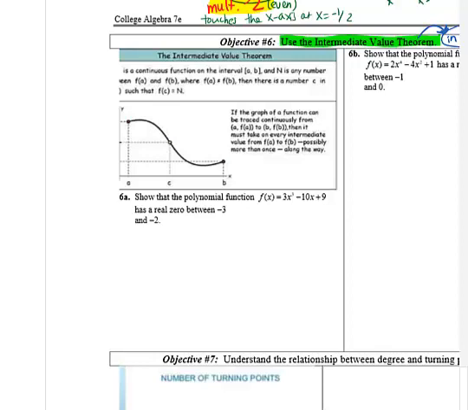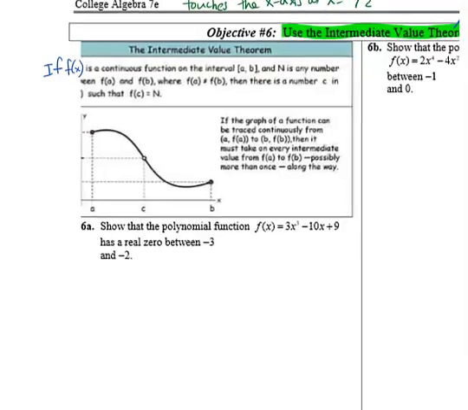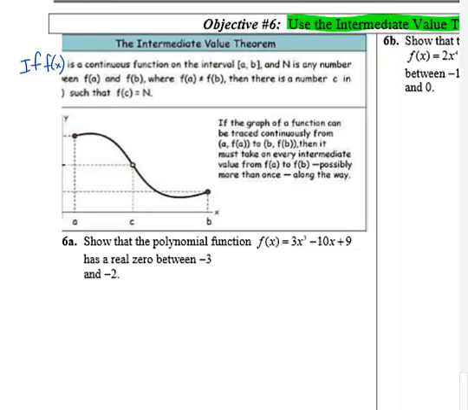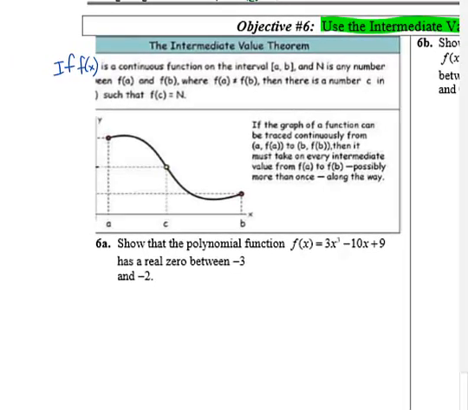It says if, oops, I don't know if it got cut off just for this video or for the whole notes, but anyway, it should say if f of x is a continuous function on the interval [a, b], and capital N is any number, oh, that should say between, sorry, I don't know how that got cut off, f of a and f of b.